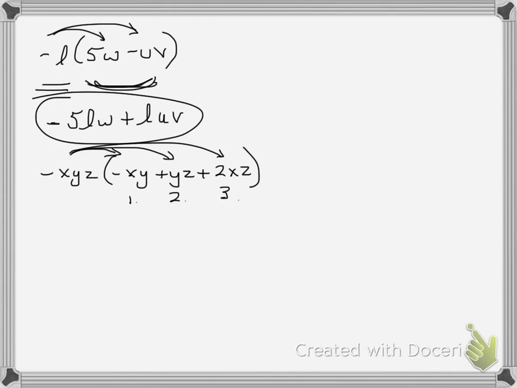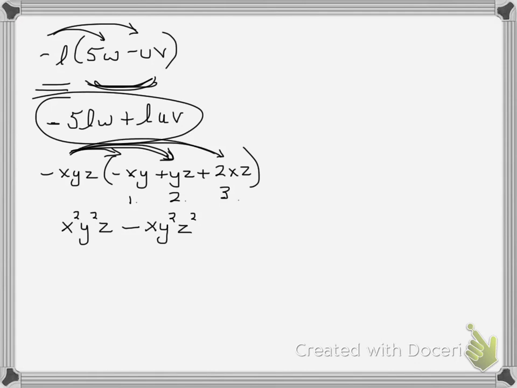The first term is a negative times a negative. That would be positive. X times x is x squared. Y times y is y squared. And don't forget your z from your monomial up front. For my second term, I'm going to take this and multiply it here. Negative times a positive is a negative. I only have one x term. Y times y is y squared. Z times z is z squared.